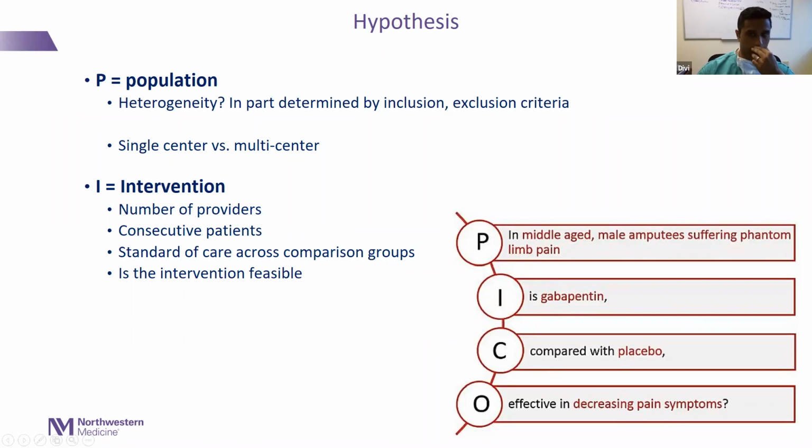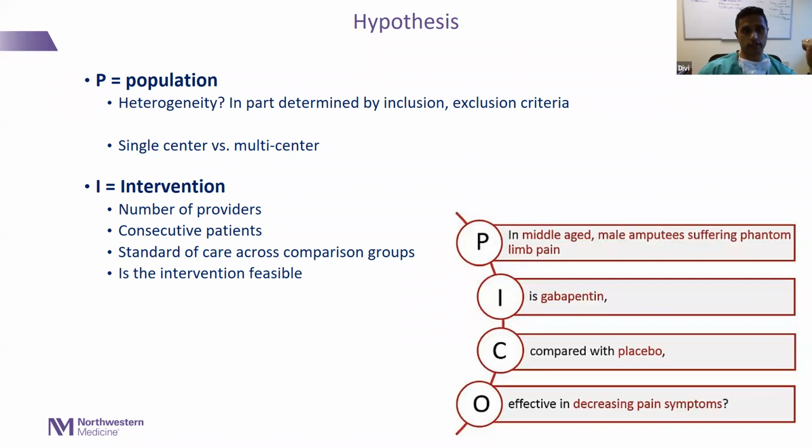So here we have, for example, going into the specifics of what the PICO question is, P stands for population. One of the things is to look for the amount of heterogeneity in the population. In part, this is determined by the inclusion-exclusion criteria. If you have too homogeneous of a population, it's not very generalizable. An example given here: you have, let's say, middle-aged male amputees suffering phantom limb pain, and then the question is, is gabapentin compared with placebo effective in decreasing pain symptoms?